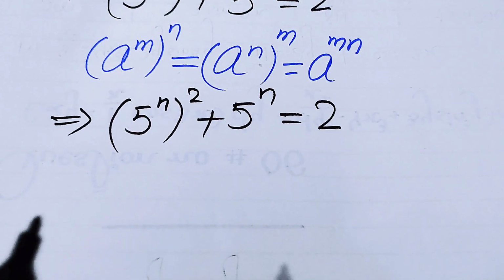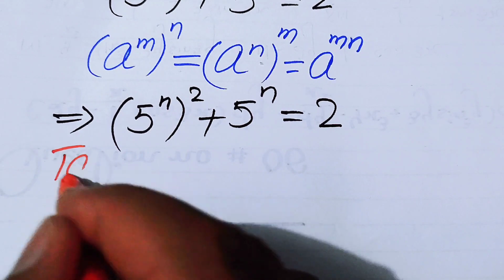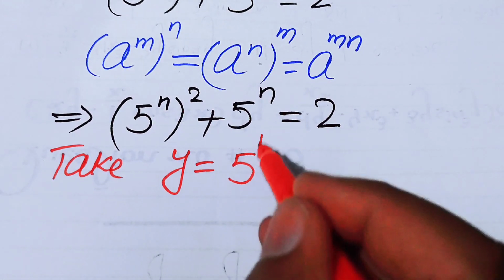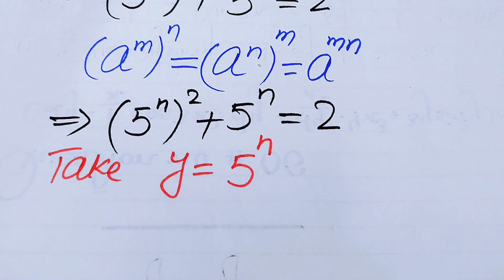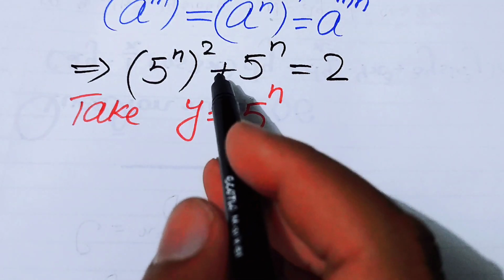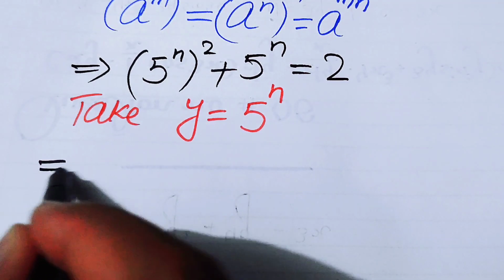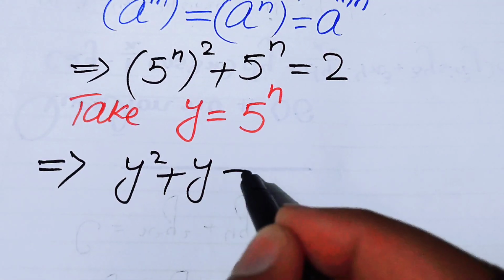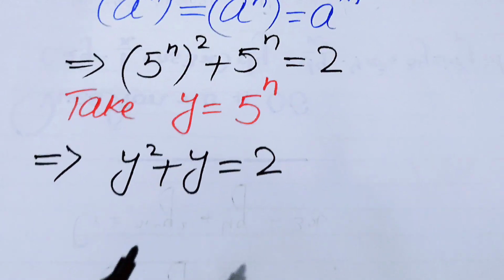And now we change this exponential equation into quadratic form. We take y is equal to 5 to the power of n. When you put y is equal to 5 to the power of n, this exponential equation becomes a quadratic equation, and you get y squared plus y is equal to 2.